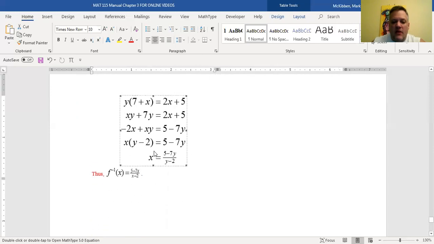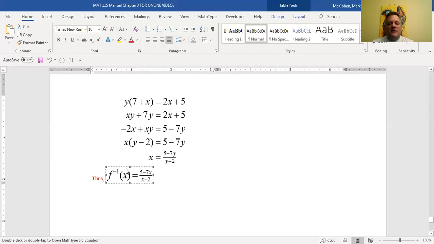So this function here, namely f inverse of y, would be this right-hand side. Notice here I replaced that y by an x, like I said. Remember, it's a dummy variable, so it does not matter what variable you use. This is the inverse function.